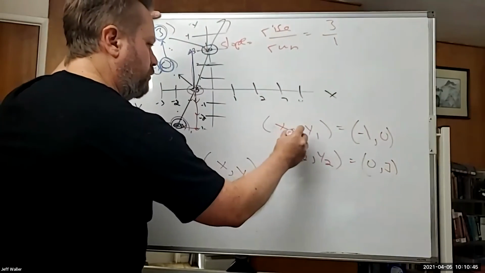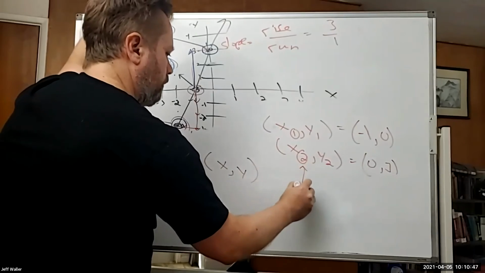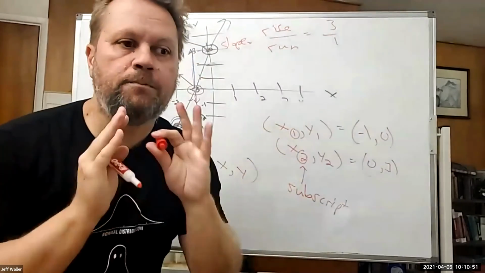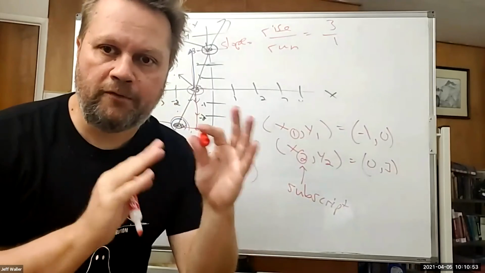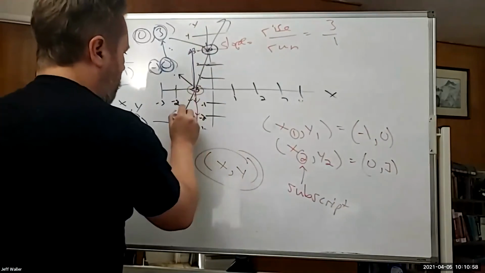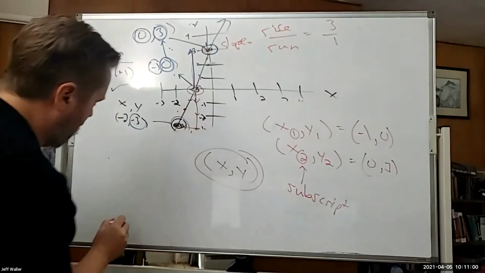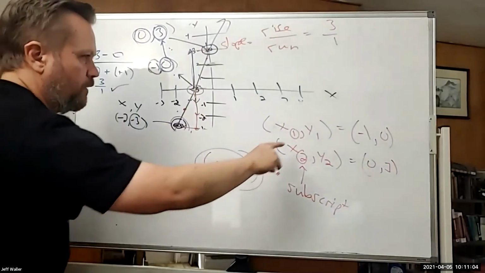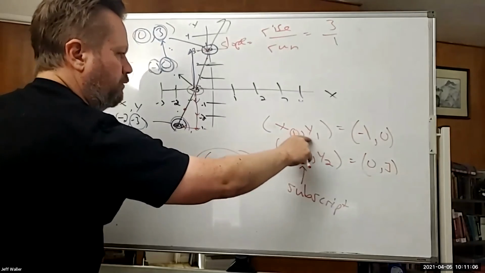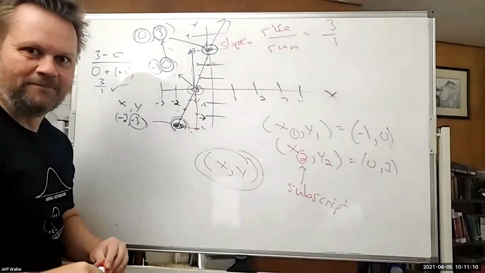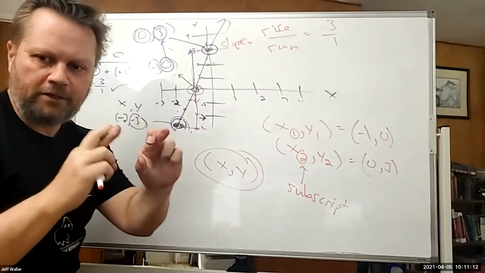The little subscript in mathematics just means a specific variable value, right? This means any point. It could be that point, it could be that point, it could be the point up there. This means any point. These mean 2 specific points. Okay, I like it. Very good.